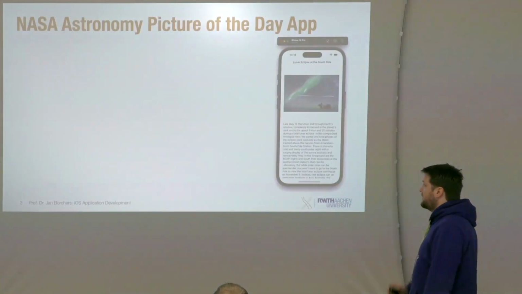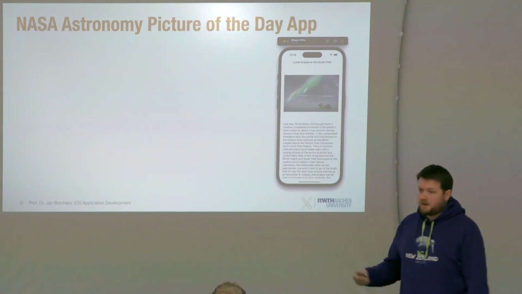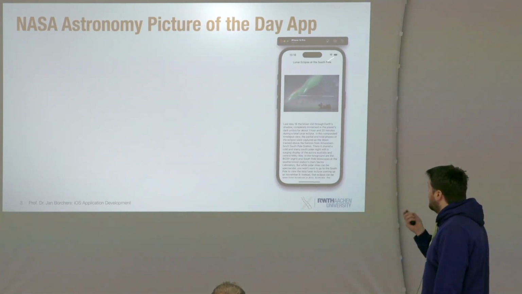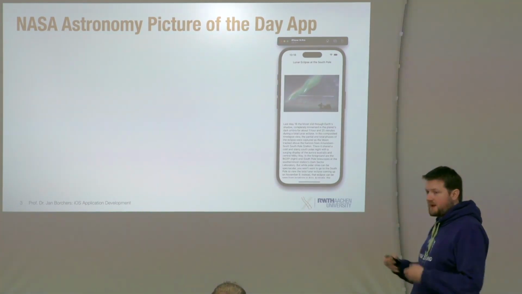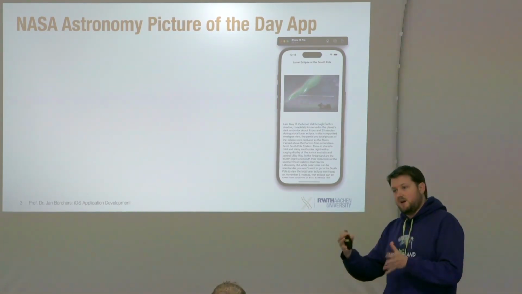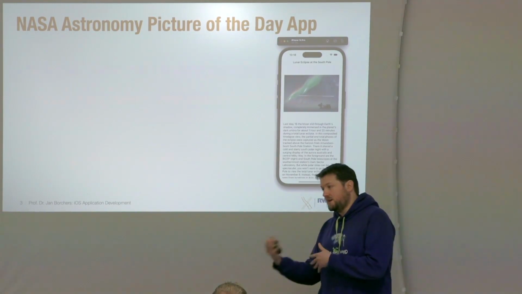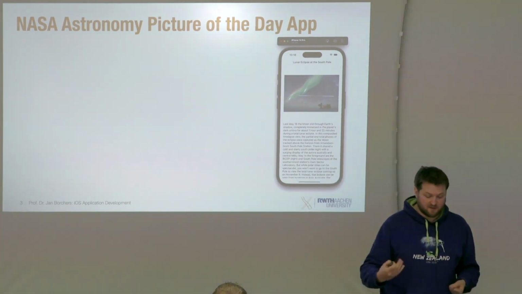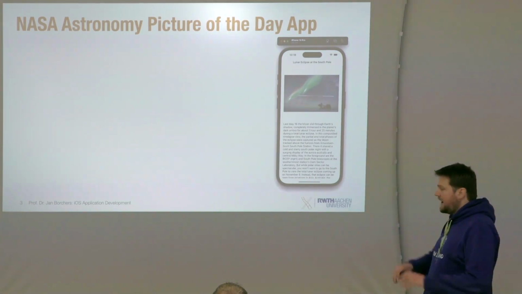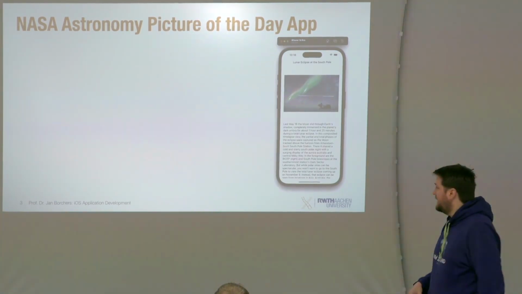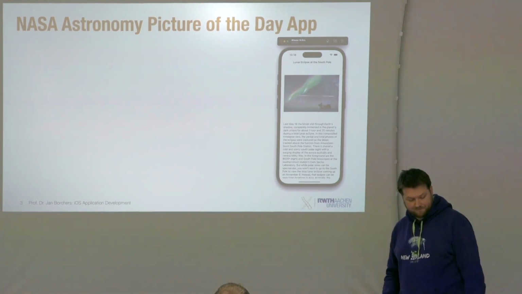So a short recap on that. The goal is to have our screen with the current image of the day, the title of that image, and the description that is associated with that. NASA offers an API where you can access that information from the web, and we want to get that and unpack it nicely so that we can use it in our app.